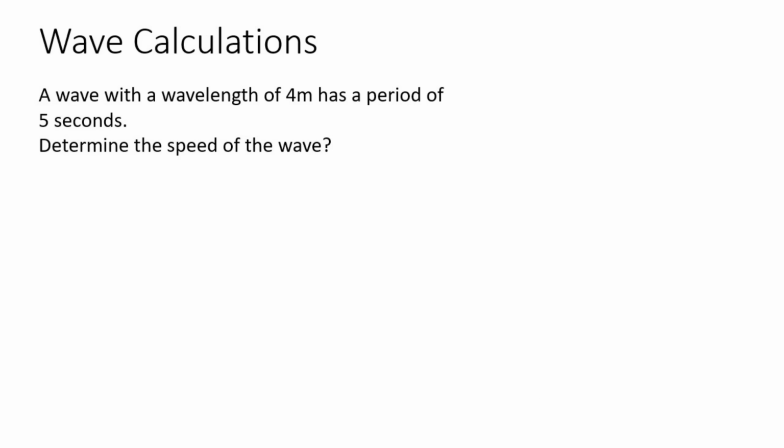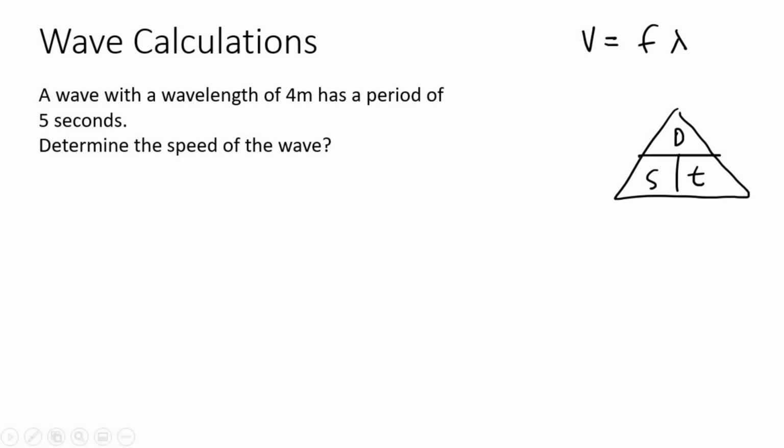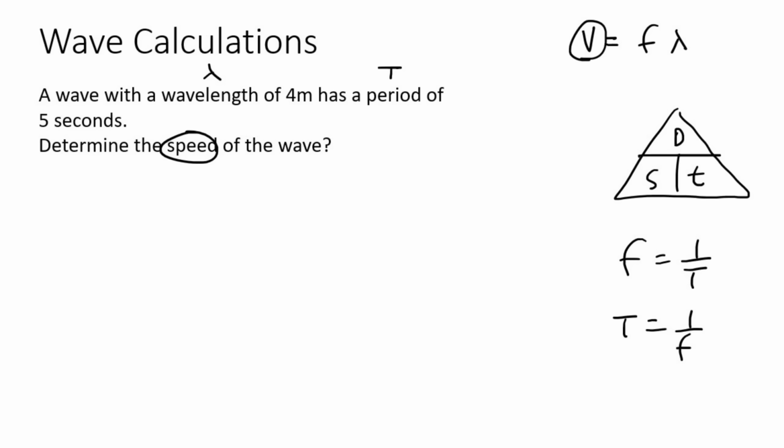So remember all of our different formulas now. We've got two main formulas for waves, and we can also use our distance, speed, and time formulas, depending on the information that they give us. So here they gave us a wave with a wavelength. Remember, wavelength is lambda, and it has a period, that's T, of 5 seconds. Now we also know these formulas, f equals 1 over T and T equals 1 over f. They want us to find the speed. When they say speed, you can take that as v for velocity or s for speed. For these calculations, they are the same.